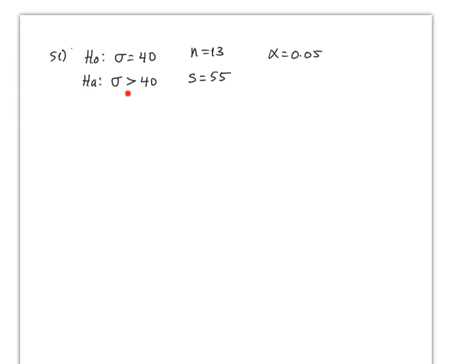Notice that this is only a one-tailed test because it doesn't have the not equal sign. So therefore, don't forget this is a one-tailed test, which means you're going to use alpha, not alpha over 2. Alright, so for step 2, chi-square star, remember the formula is n minus 1 s squared over sigma squared.